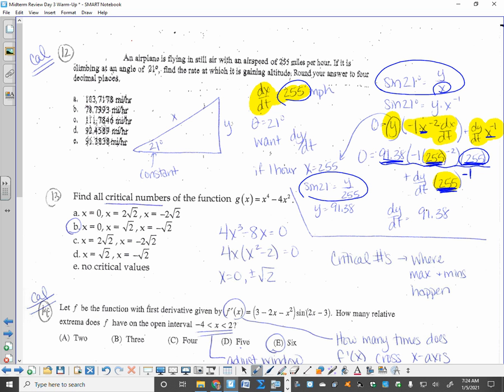Number 13, find all critical numbers of the function. So critical numbers are where the maxes and the mins happen. So I'm going to take my function and take the derivative and set it equal to 0. I'm going to factor out a GCF of 4x, and that leaves me with x squared minus 2, so I have 4x equals 0, and then x squared minus 2 equals 0, so I'm going to get a 0, and then plus or minus root 2.